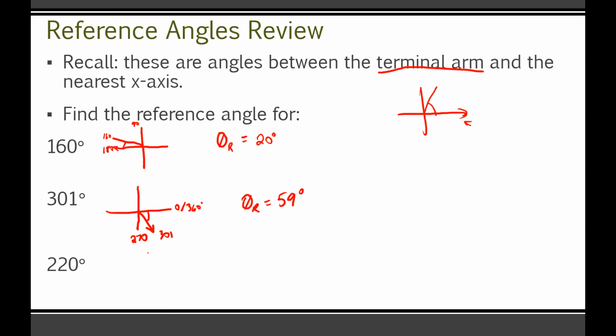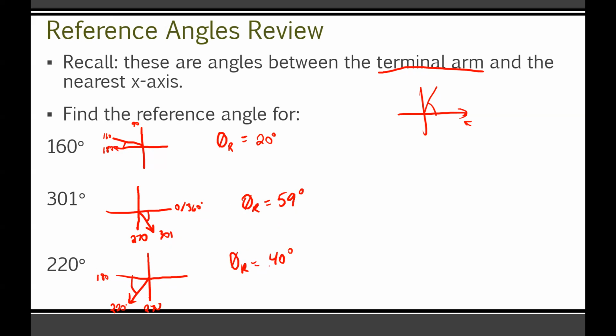Last one here, I feel like we might be beating this to death, but whatever. Last one is 220 degrees. Remember, this is 180 and this is 270, so 220 is somewhere in between. Let's just say it's right there. The nearest x-axis is this guy over here, so we're finding the angle between 220 degrees and 180 degrees. Well, the difference between 220 and 180 is, of course, theta r equals 40 degrees.